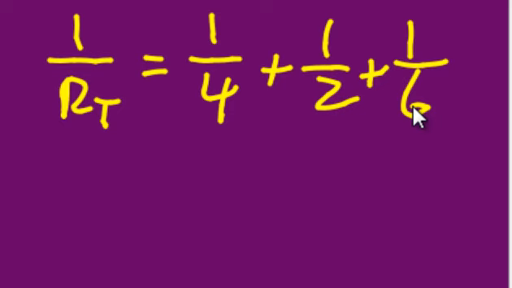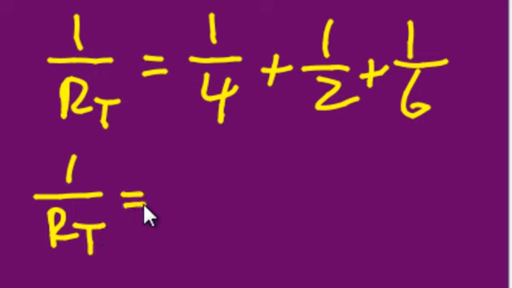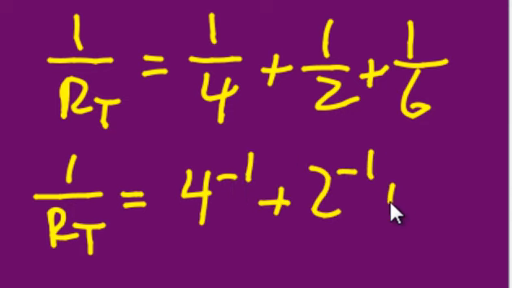Now, some of you are a little rusty on fractions, okay? Good news for you. There's a real simple way to do this in a calculator, okay? And that is, all you do is you use the x to the -1 button, right? So you'll type 4 x^-1 plus 2 x^-1 plus 6 x^-1, just like that. And then you'll get a decimal answer, okay? And you can go from there.